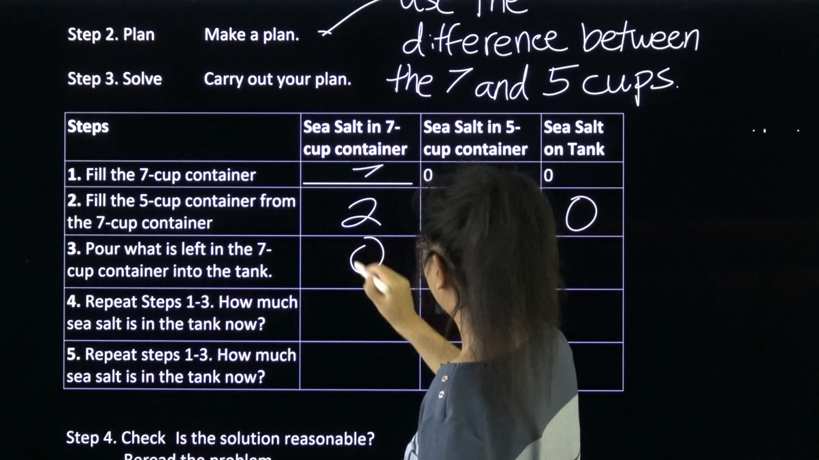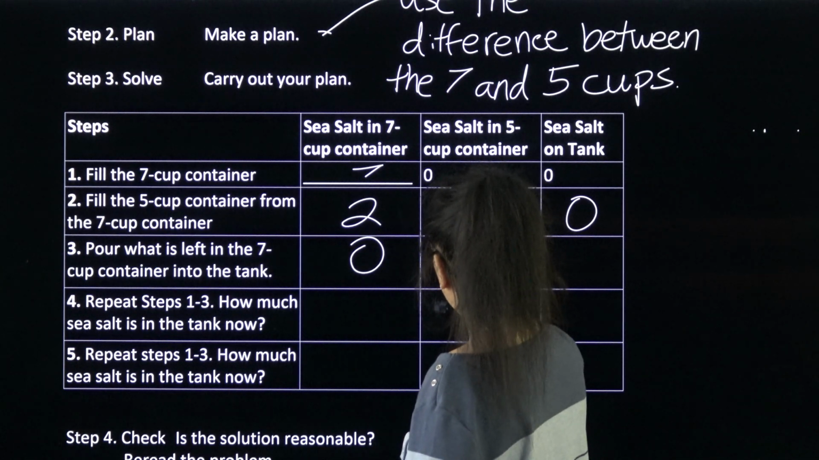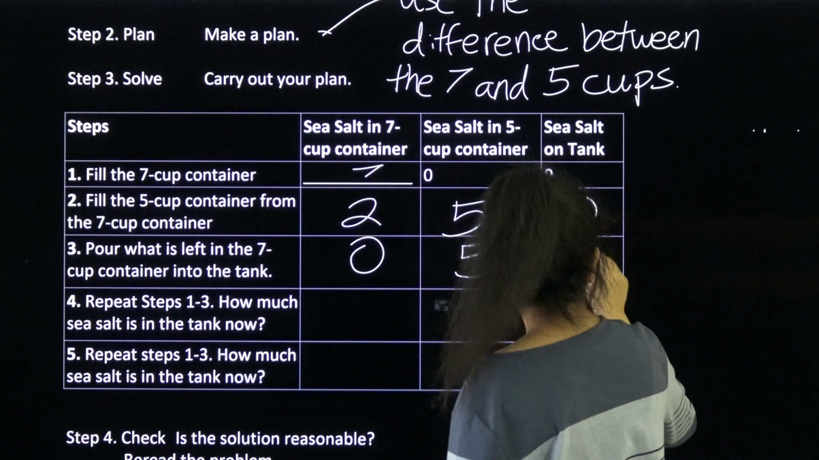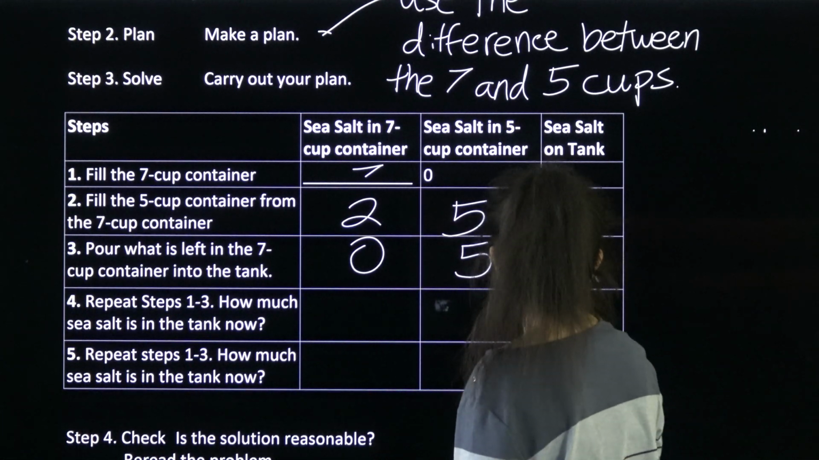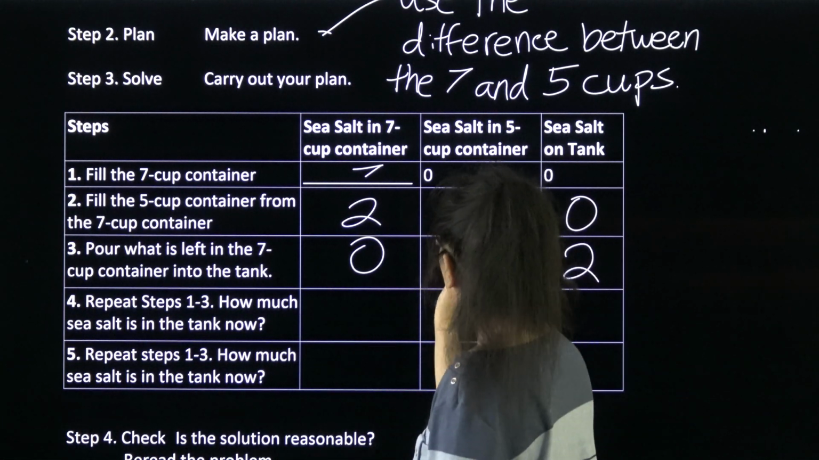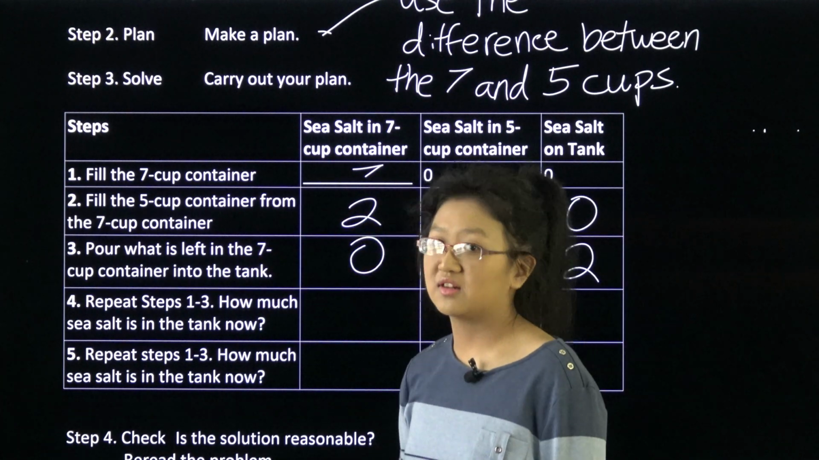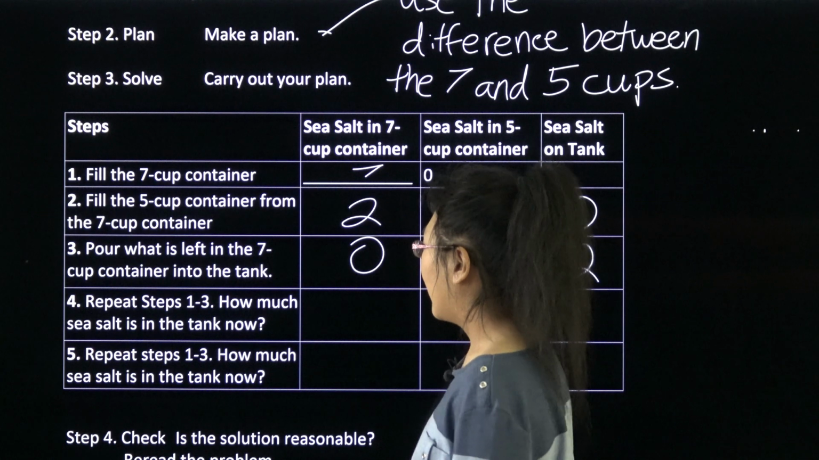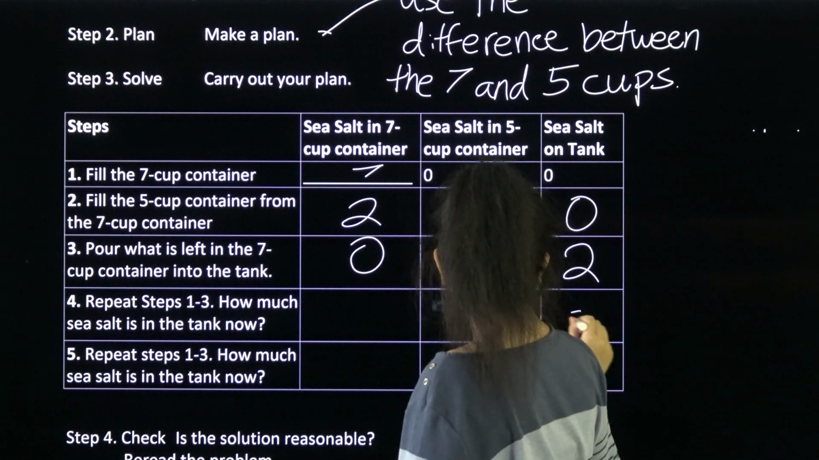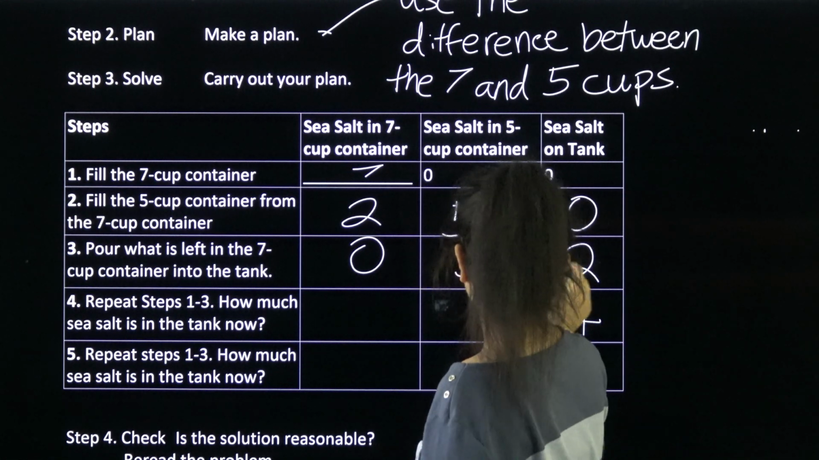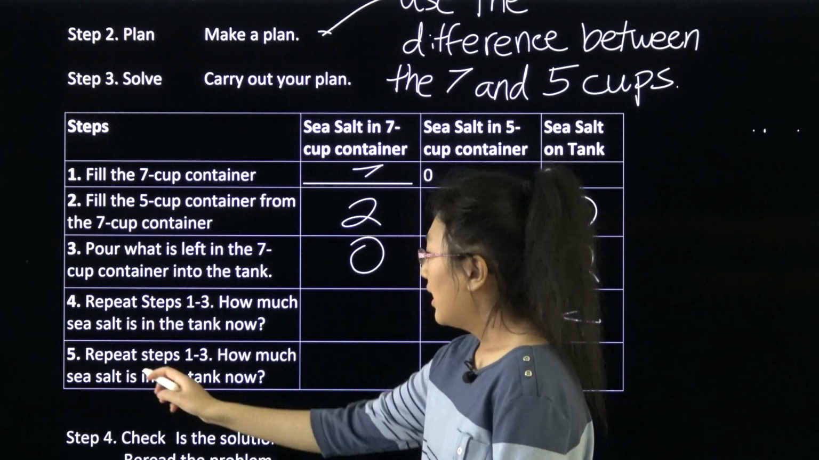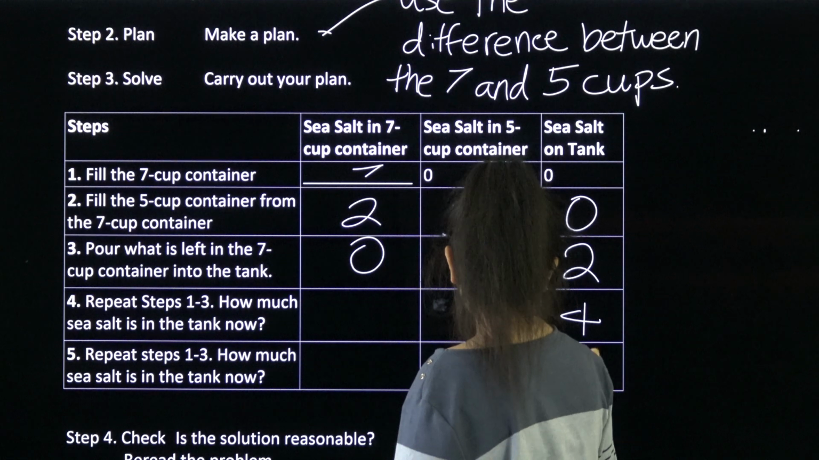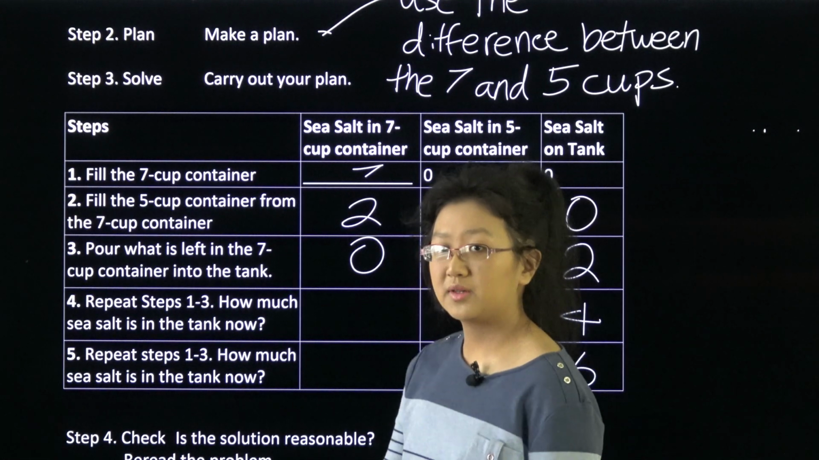Pour what is left in the 7-cup container into the tank. So there will be nothing left of the 7-cup container. There will still be 5 in the 5-cup. And then there will be 2 cups in the tank. And then, of course, we empty this out back into the sea salt bag. So we repeat steps 1 to 3. How much sea salt is in the tank now? 4 cups will be in the tank now, because then we add another 2 cups. And then we repeat steps 1 to 3 again, and we have 6 cups, because we add another 2 cups.